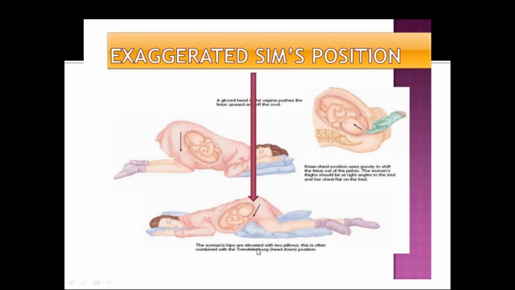The woman's hips are elevated with two pillows. This is often combined with the Trendelenburg head down position. This is the gloved hand in the vagina, which pushes the fetus upward and off the cord like this. Okay. Knee chest position uses gravity to shift the fetus out of the pelvis. The woman's thighs should be at right angles to the bed and her chest flat on the bed. So exaggerated Sims position and Trendelenburg positions are important.